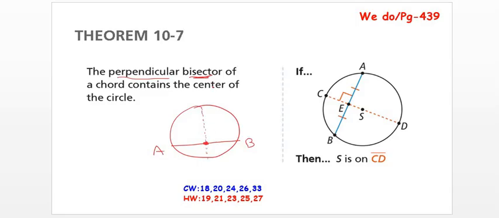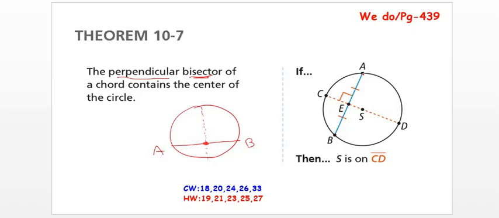This dotted line will always be the diameter of the circle, right? The perpendicular bisector of a chord contains the center of the circle, because this is the diameter of the circle, so it will always pass through the center of the circle.